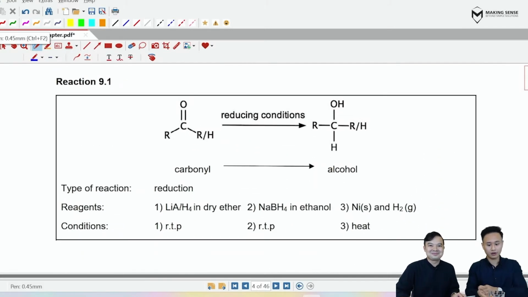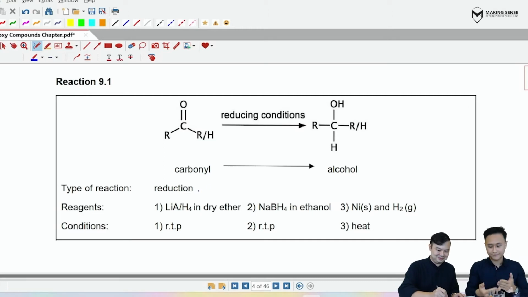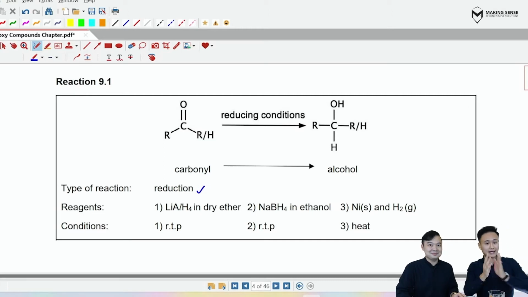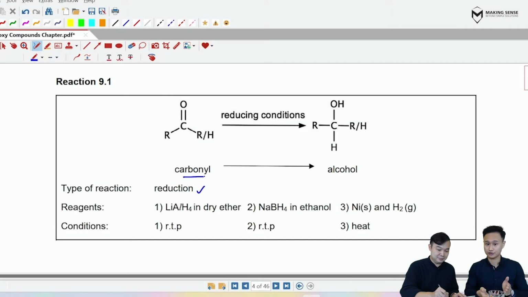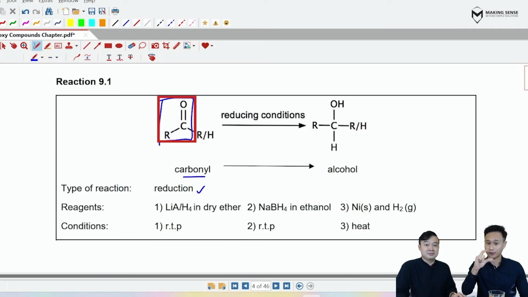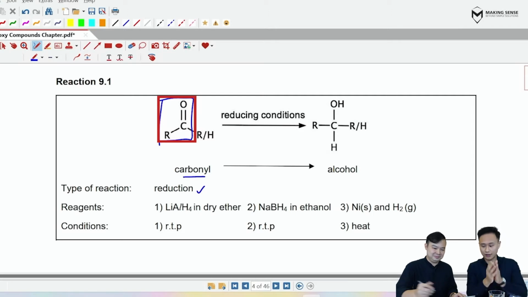We still can prepare an alcohol, but we're going to prepare it through reduction, more specifically the reduction of carbonyls. Now, this is the first time you're seeing a carbonyl functional group. A carbonyl functional group is this: when you have a C double bond O, and that carbon is bonded to an R group, we call this a carbonyl. Okay?